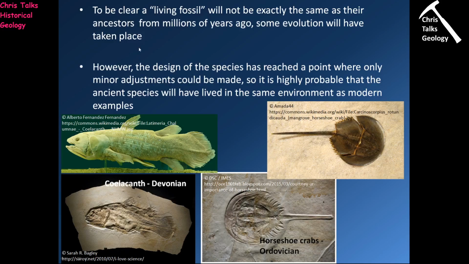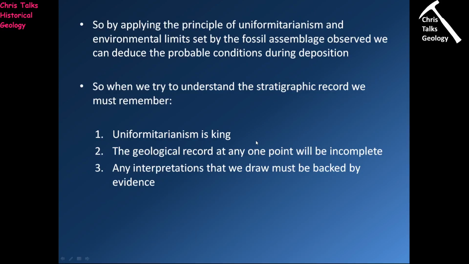So because the species has reached a point where only very, very minor adjustments could be made, it's highly probable that these modern examples lived in the same environment as the ancient examples. So by applying the principles of uniformitarianism and environmental limits set by fossil assemblages, which we observe, we can deduce the probable conditions during deposition.